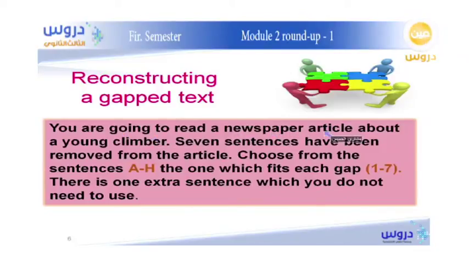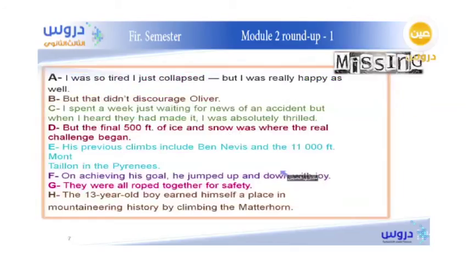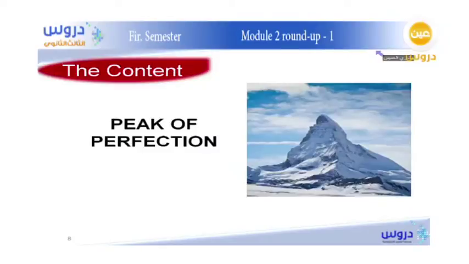You are going to read a newspaper article about a young climber. 7 sentences have been removed from the article. Okay, guys, it's 7. Choose from sentences A to H the one which fits each gap from 1 to 7. There is one extra sentence which you do not need to use. Very interesting, guys. Those are the sentences that have been taken. Okay, guys, look at them carefully. I'll give you 10, 9, 8, 7, 6, 5, 4, 3, 2, 1, 0. Okay, let's get started, guys.